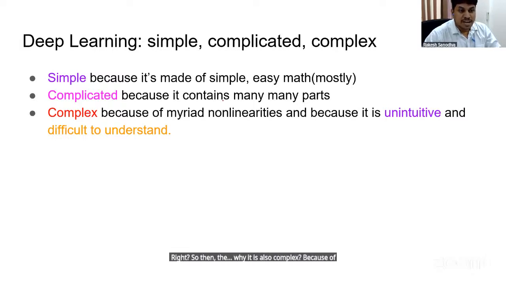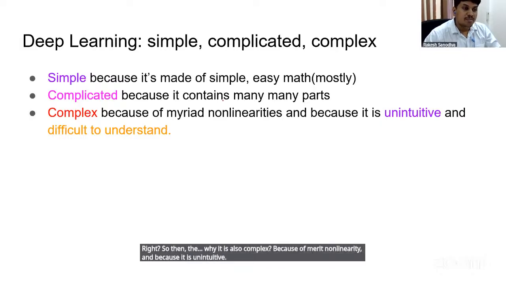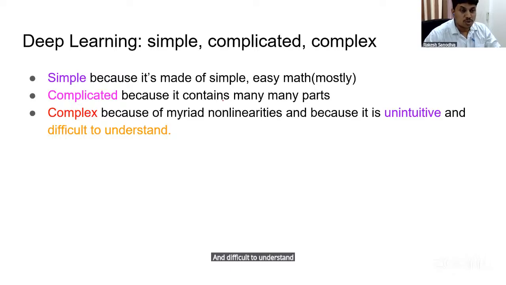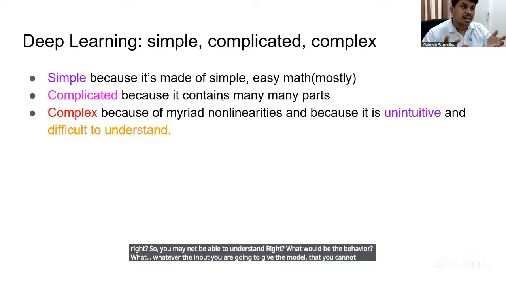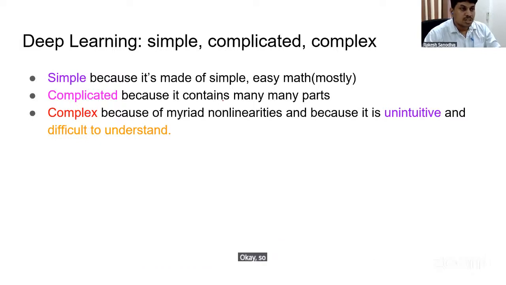Because of non-linearity, and because it is unintuitive and difficult to understand, like a black box, as I told you. If I show you a very complicated model, you may not be able to understand what the behavior would be, whatever input you give the model. You cannot understand what it is going to reply to you. So that's why deep learning is simple, complicated, and complex.